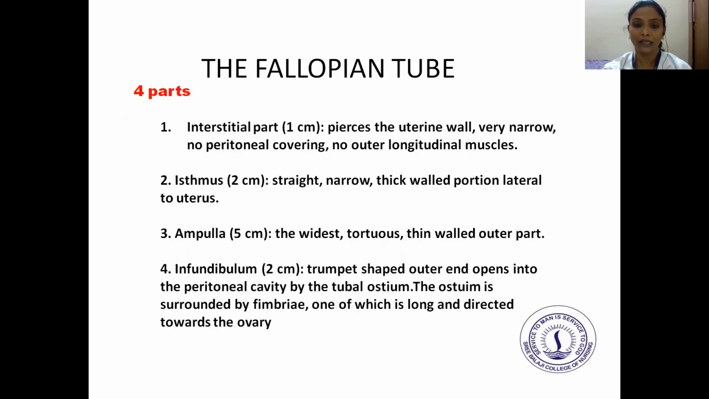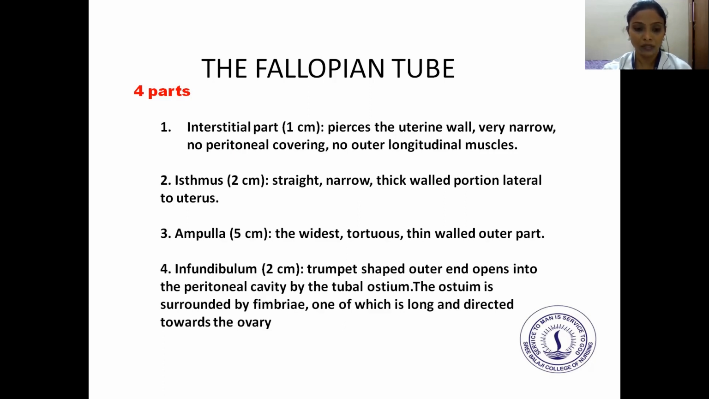There are four parts in the fallopian tube, that is interstitial part, isthmus, ampulla, and the infundibulum. The interstitial part pierces the uterine wall, is very narrow, with no peritoneal covering and no outer longitudinal muscles. The isthmus is 2 centimeters long. It is a straight, narrow, thick-walled portion lateral to the uterus. The ampulla is 5 centimeters, the widest, tortuous, thin-walled outer part.